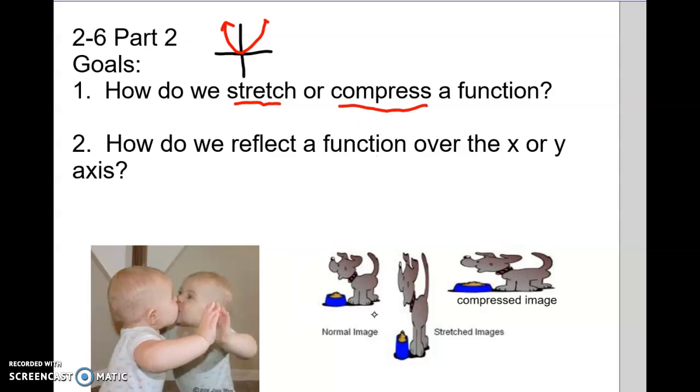So just to help you understand that, here's a picture. We got a puppy dog this time, but here's a normal one. And if we were to stretch it, we always talk about it in the vertical sense. So this one gets stretched, pulled vertically. It would look like that, and then a compression would be this way, squishing it this way. That's called a compression. All right, that's the first part of this video, and the second part will be about reflections and how we make a graph reflection or flip over the x or the y axis. So two parts to today's lesson.